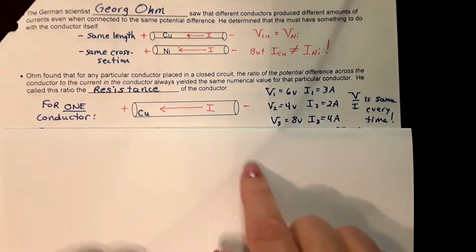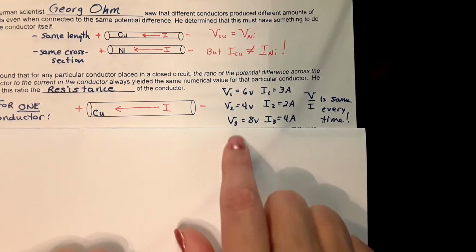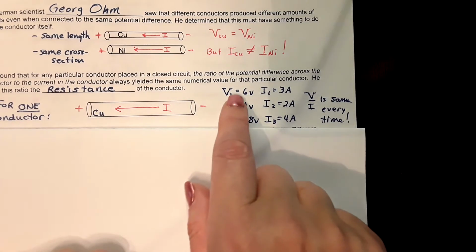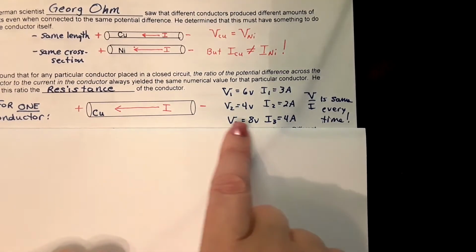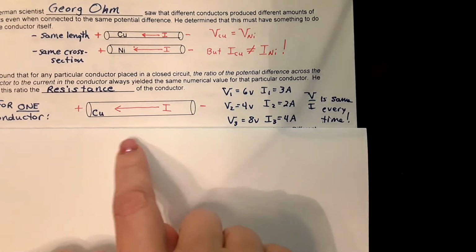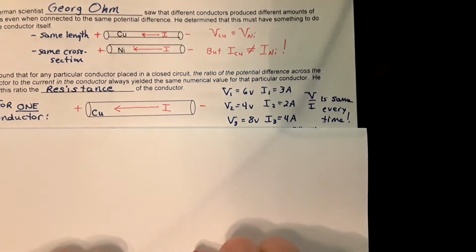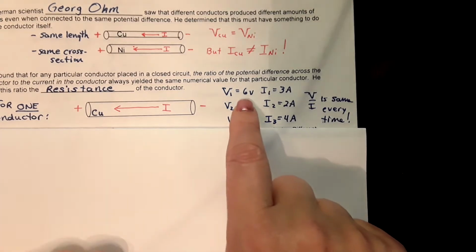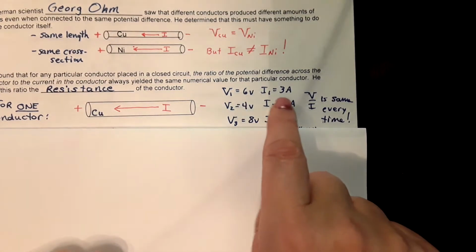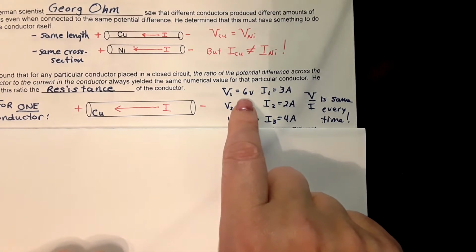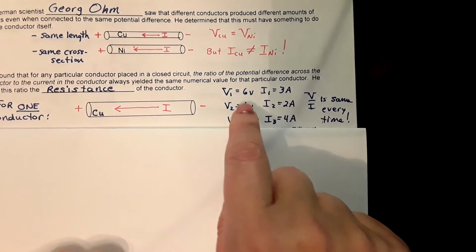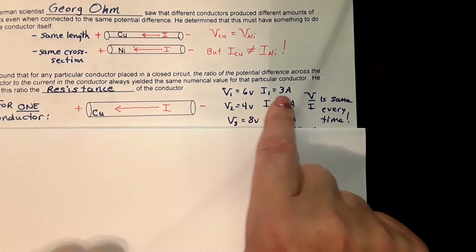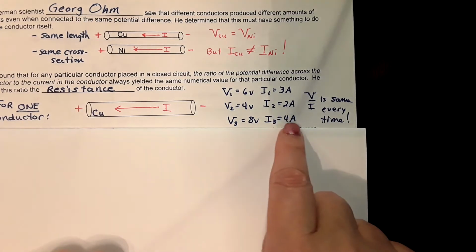Now, for this one conductor, if we change the amount of potential difference doing the work, for example, maybe we attach a 4-volt battery to the conductor, and then maybe a 6-volt battery, and then maybe an 8-volt battery, and each time we measure the current produced in that conductor, you'll notice that no matter what the potential difference is, the current is proportionate. So, for example, if we have 4 volts, we have 2 amps. That's half of that, isn't it? If we have 6 volts, we're going to get 3 amps, which is half. And if you have 8 volts, you're going to get half, or 4 amps of current each time.